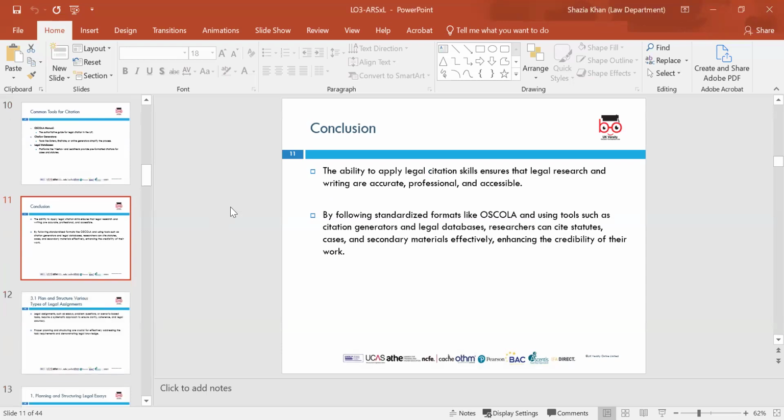So in conclusion, the ability to apply legal citation skills ensures that legal research is accurate, professional, and accessible. So you need to make sure that it is accessible by following the standardized OSCOLA format. You're able to cite cases well, and there are credible sources that are used.